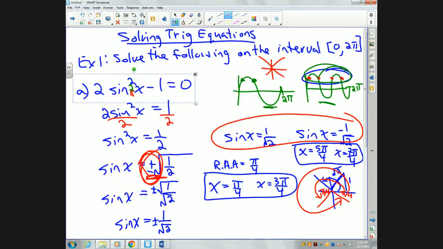So I think I see where the confusion is coming from. This graph shows this. We manipulated this equation right here down this far to say that sine x is 1 over root 2. This statement right down here is equivalent to what we started with.